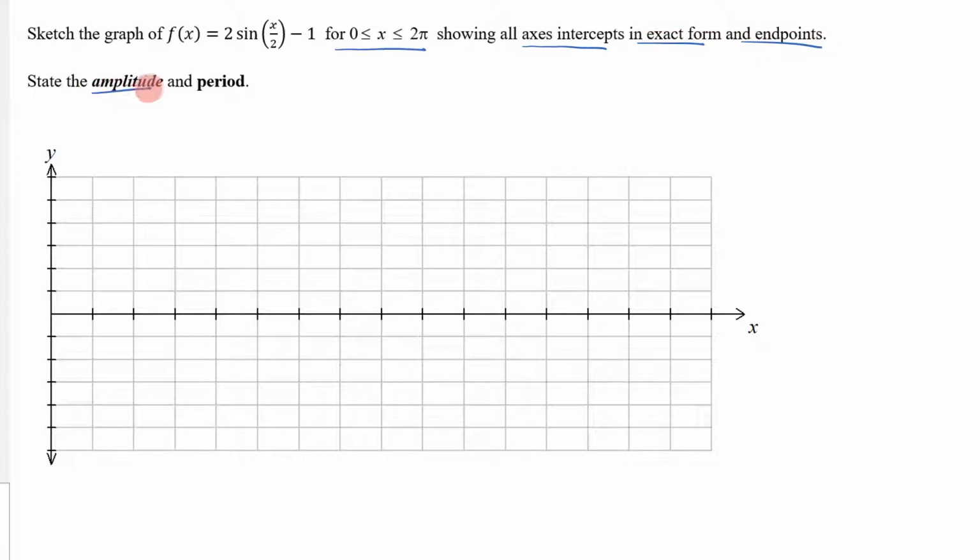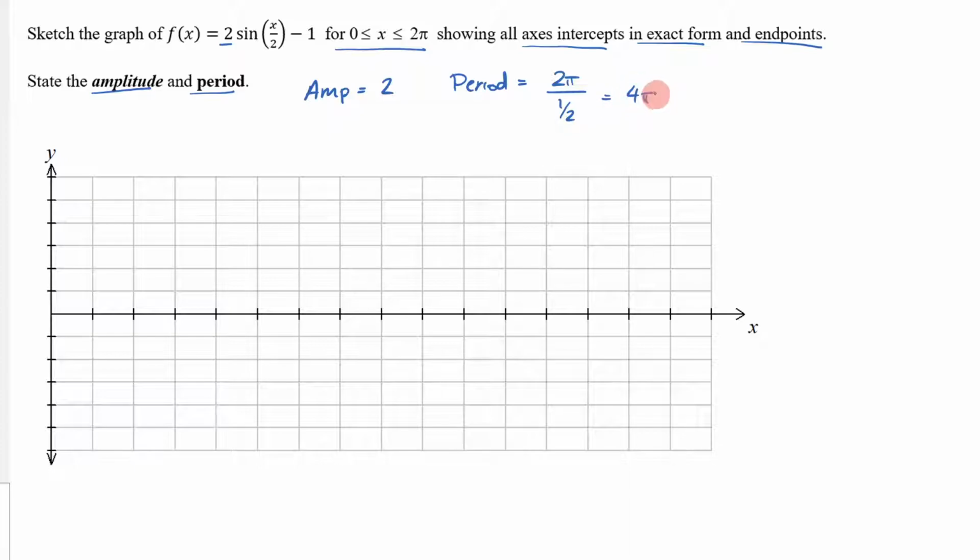First things first, let's state the amplitude and the period here. So the amplitude is very easy to read off. It's just what's in front. And remember, it's always going to be a positive number. The period is also an easy one. You just go 2 pi over whatever your coefficient of x is. And here your coefficient of x is a half. So that means the period is going to be 4 pi.